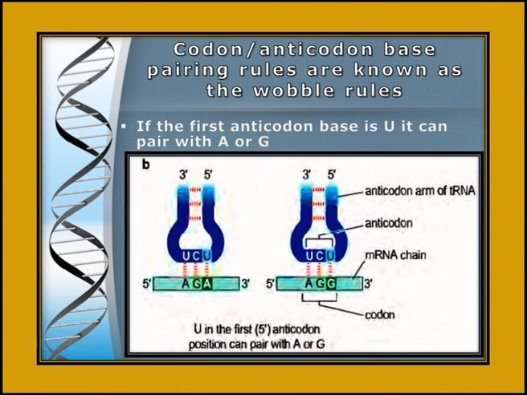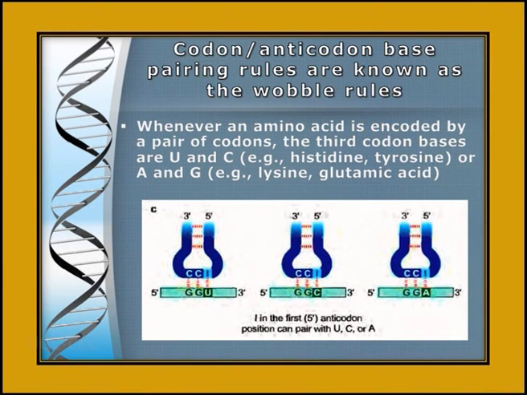Next rule is, if the first anticodon base is U, it can pair with A as well as G. Whenever an amino acid is encoded by a pair of codons, the third codon bases are U and C.